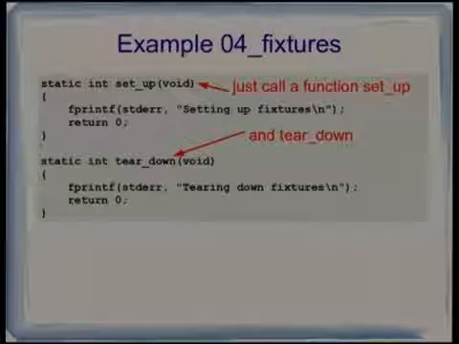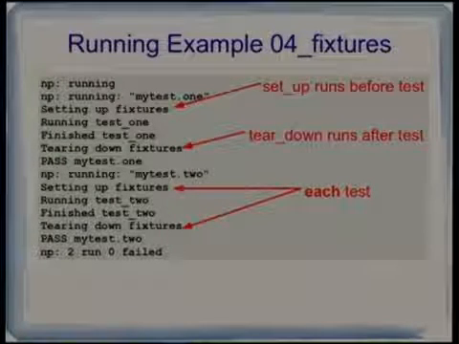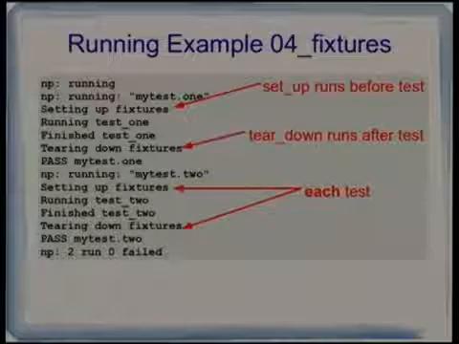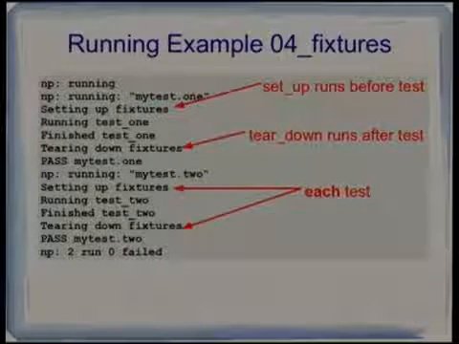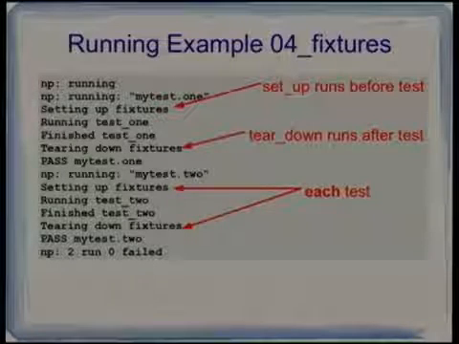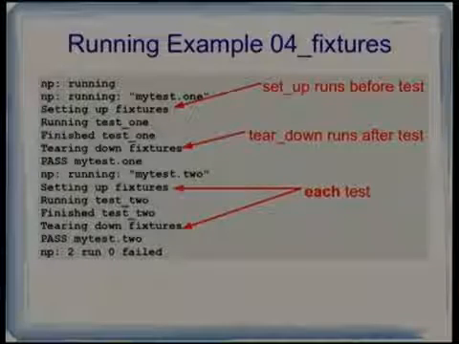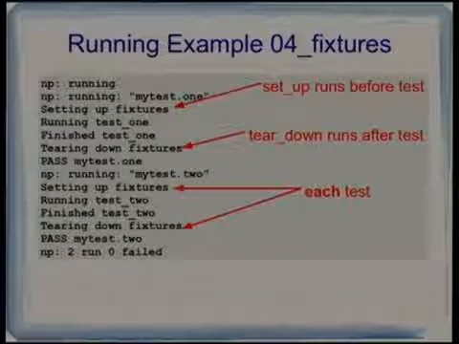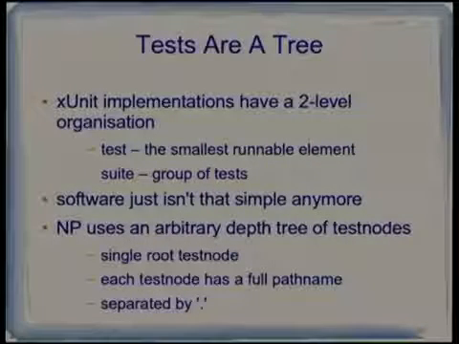So in this case, we just print a message saying obvious stuff. And here's this running. So we're running my test. There are 2 tests in this suite. First one says we're setting up fixtures, running the test, finish running the test, tearing down the fixtures, and then do that again. So it's just common code that you can use to set up something that's needed by all those tests. And again, we make it as easy as possible here. You just create a function with that name.